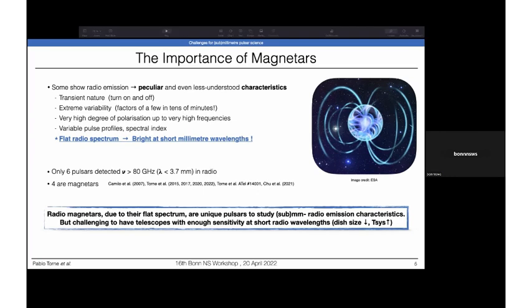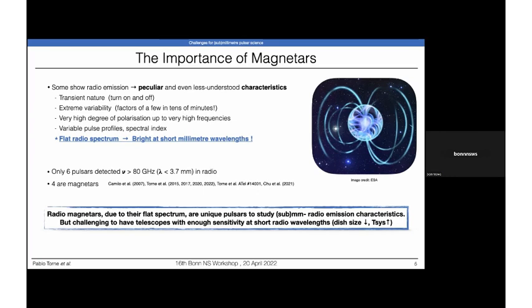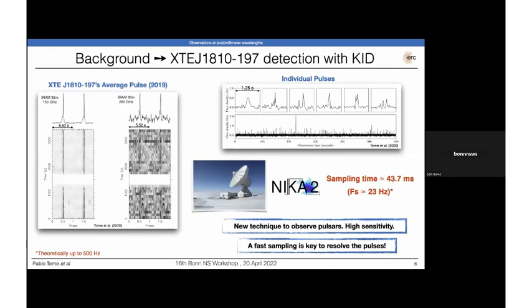Now, despite having a flat radio spectrum and being bright, these kinds of observations are still challenging, for two main reasons. First, the telescope dish size, when you go to millimeter or submillimeter wavelengths, is much smaller than the typical 100-meter class telescope that we are used to in the centimeter. And the system temperature is usually much, much higher because the atmosphere is not transparent. So it's difficult to detect the weak emission.